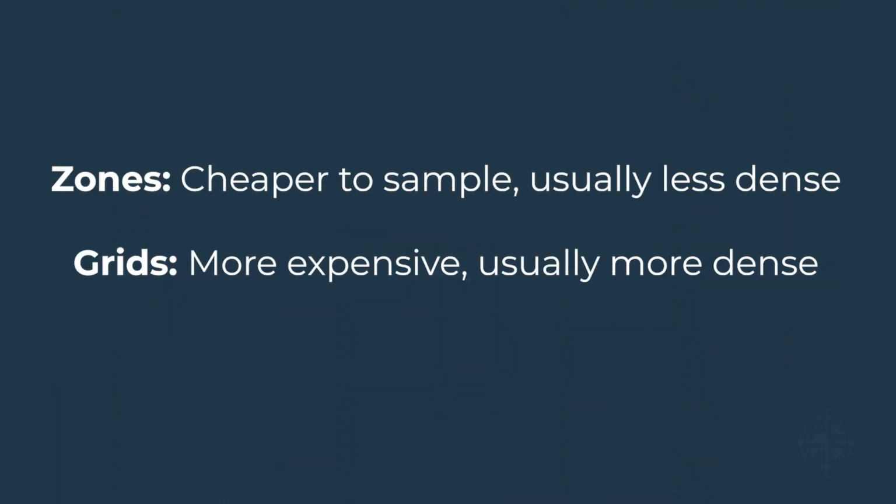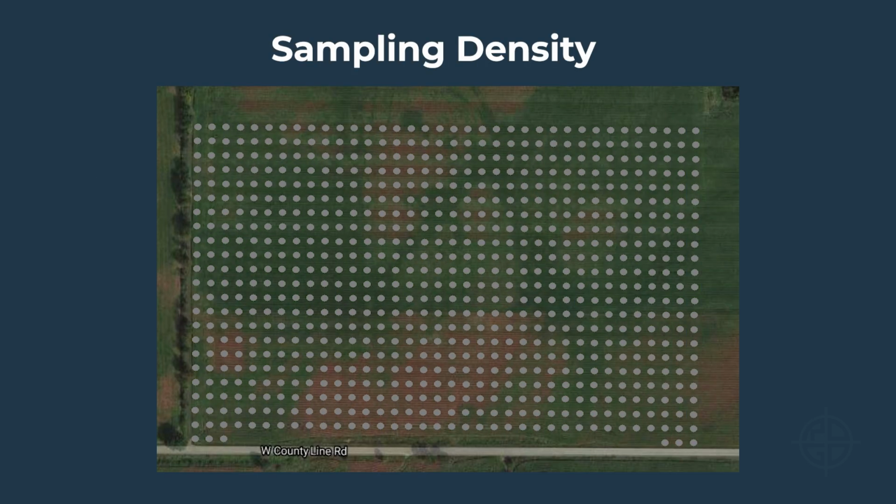Because of all the data work involved, it is more expensive to make zones than grids, but zones are usually cheaper to sample and analyze because they're less dense. That's why sampling density is the second decision we need to make.